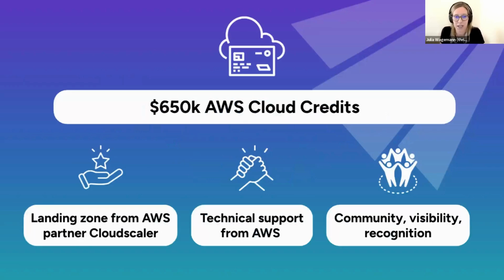So there is 650,000 worth of AWS Cloud Credits available, but not only the credits. Together with the credits, you get also landing zone support from the AWS Partner Cloudscaler. You get, if you need, technical support from AWS. And also, in addition, you get as participant in the program an opportunity to join a community, to get visibility and recognition. So we will also want to highlight your ideas and your projects you are working on. So there will be many opportunities also for you to gain visibility and recognition.